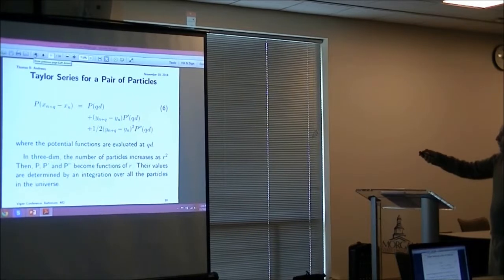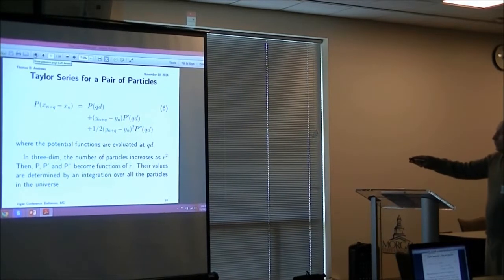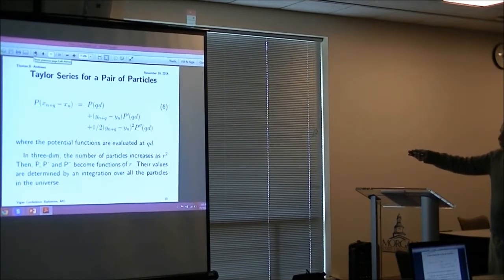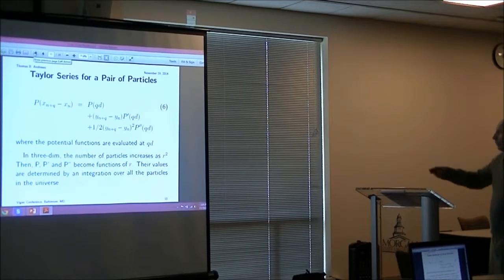Now this is for a one-dimensional arrangement of particles. So I changed to a spherical location of particles. So I just say the number of particles increases as r squared, and then the p's there. You see p and p prime and p second. Those are the derivatives of the potential function. So they become functions of r, and their values are determined by an integration over all the particles in the universe.